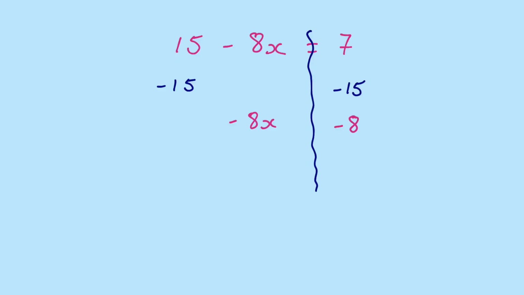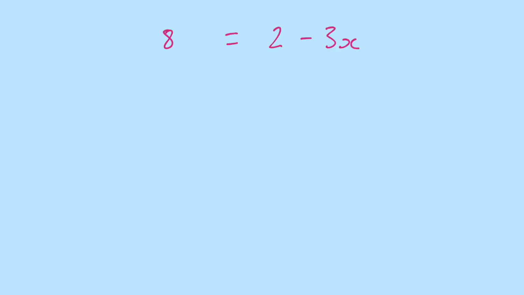Now this is the bit that's important. I have -8x, so I want to get the x by itself, so I'm going to divide both sides by -8. So I have -8x divided by -8. A minus divided by a minus will give me a plus, so that'll be +1x. And then on the other side, I have -8 divided by -8, so of course that is 1. So my answer is x equals 1.